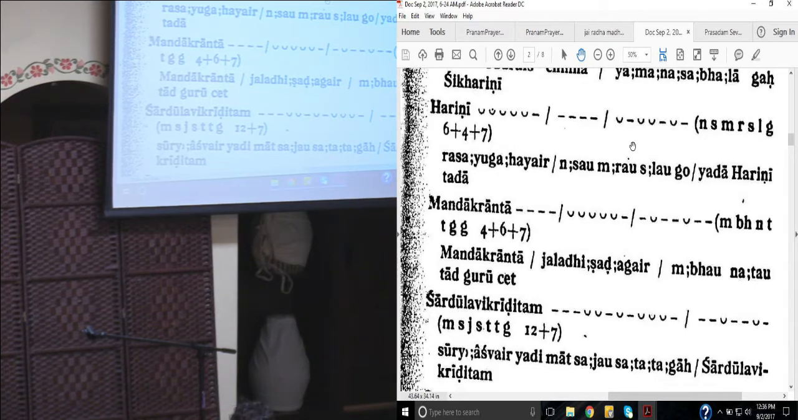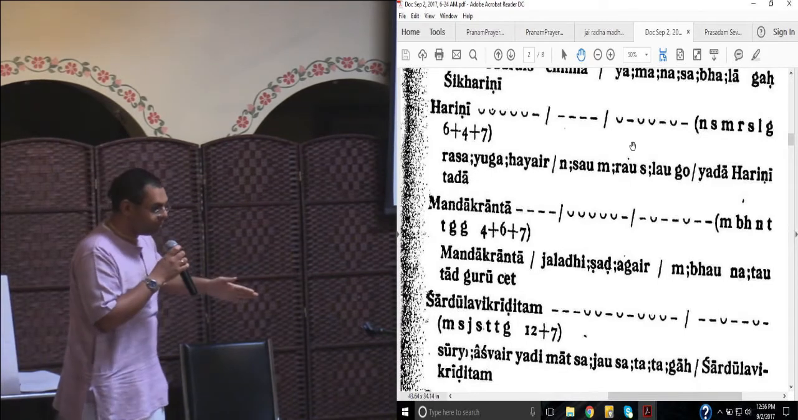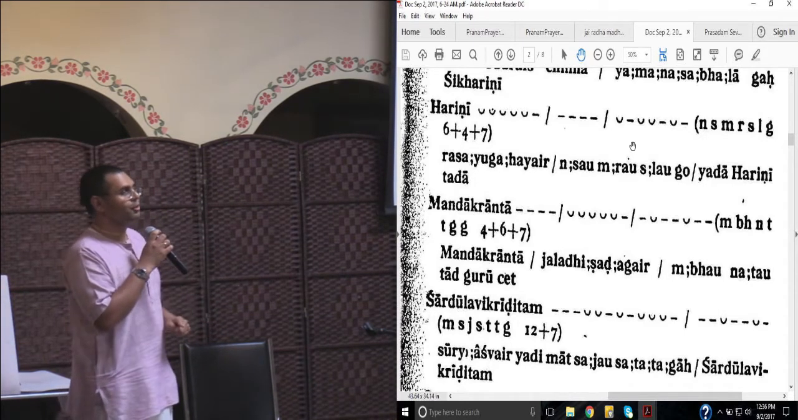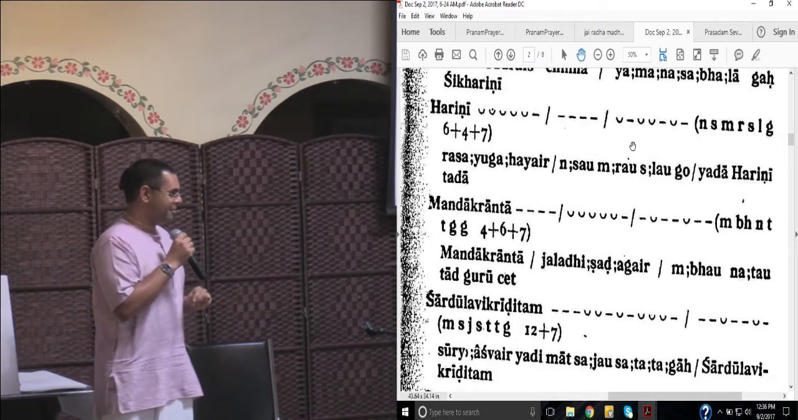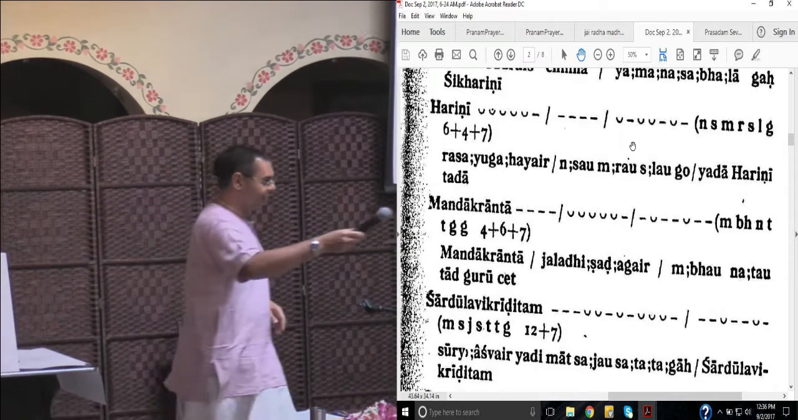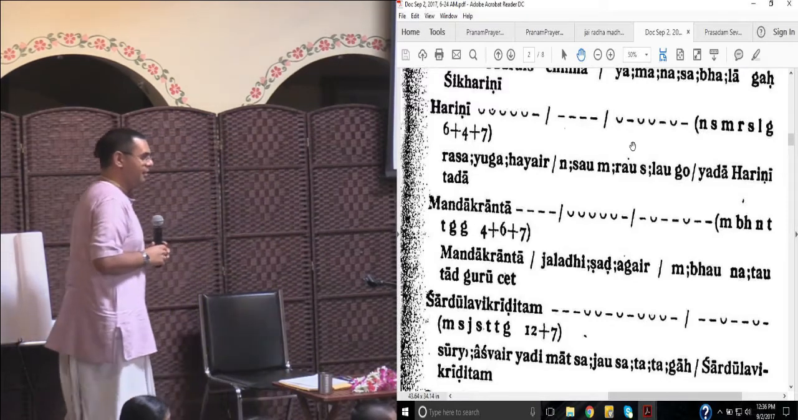Yes, so Mandakranta has 2 pauses. Naham Vipro Nacha Narapati. So pause 1. Naham Vipro Nacha Narapati. Pause 2. Napi Vaishyo Nashudro. So it has 2 caesuras, 2 pause spots. Good eye. Very good. Okay?